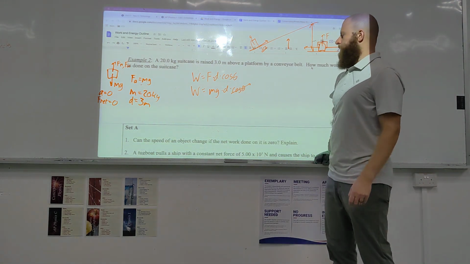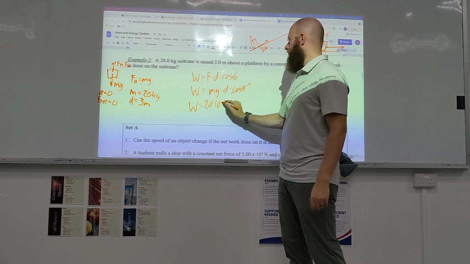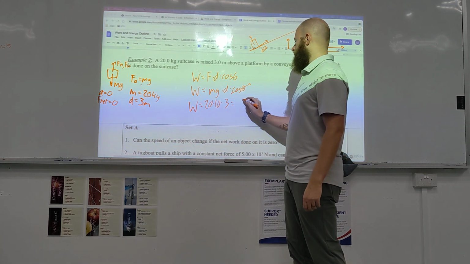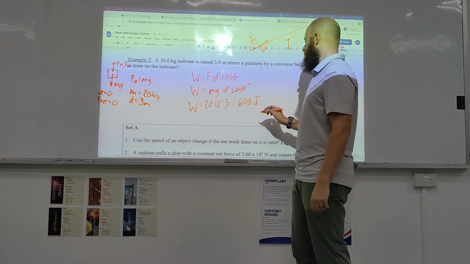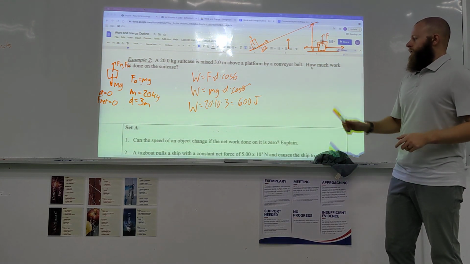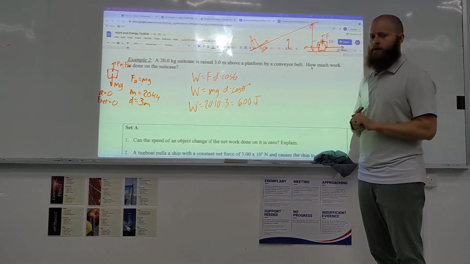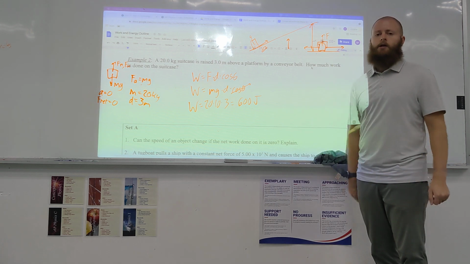So I don't need to worry about this cosine, so I just get work equals 20 times 10 times 3, so that would be 600 joules, okay? So 600 joules. So that was the end of that first part, and I will see you for the second part in a few seconds.